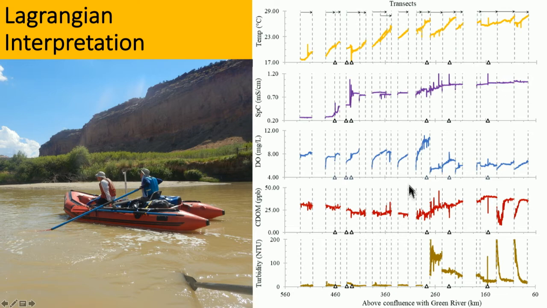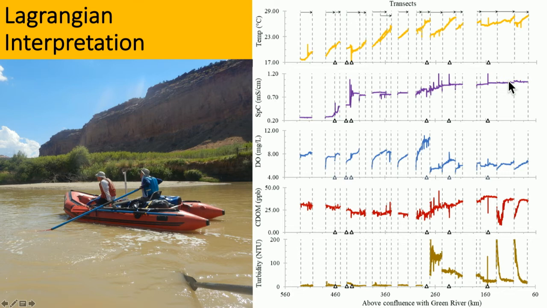We see CDOM changing, and every one of these triangles is an inflow. In particular, this is the Gunnison River coming in right above or right in the town of Grand Junction. And what happens below that is there's a lot of water that is removed from the Colorado River. It is spread across agricultural fields. It comes back, and so we see an appreciable increase in specific conductance here, the electrical conductivity of the river, as we move down through this region. And of course, that stays elevated as we go further down.